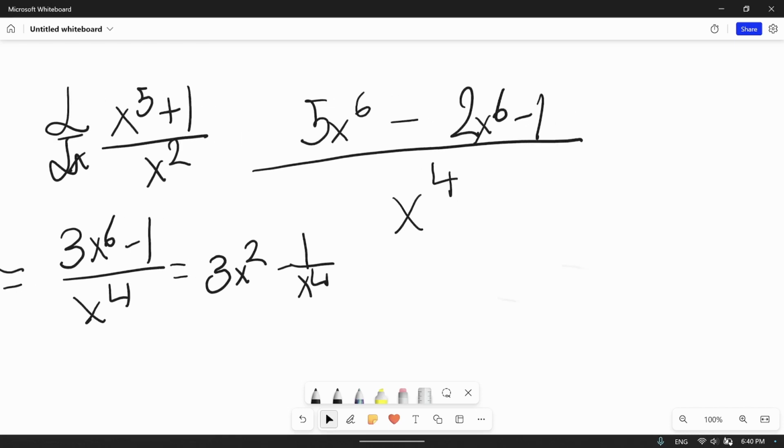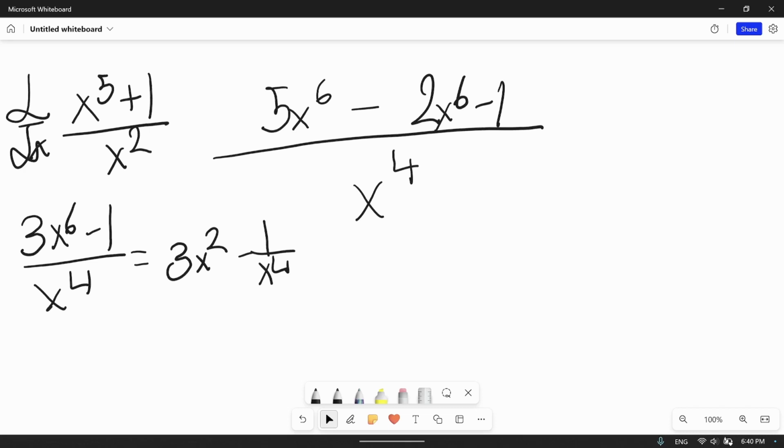Simple as that. And if you wanted to double check, then we could do the derivative of x cubed plus 1 over x squared, right?